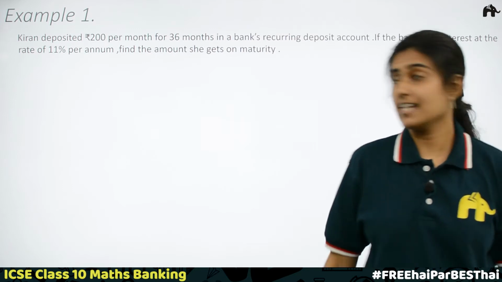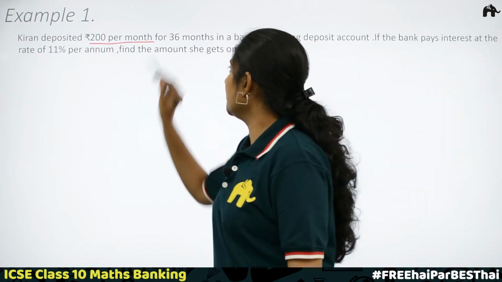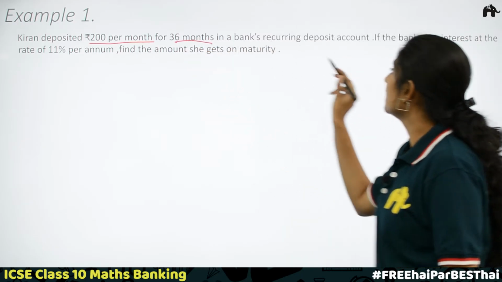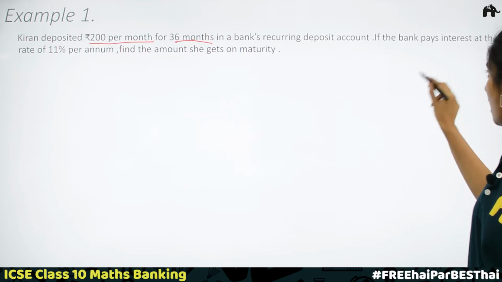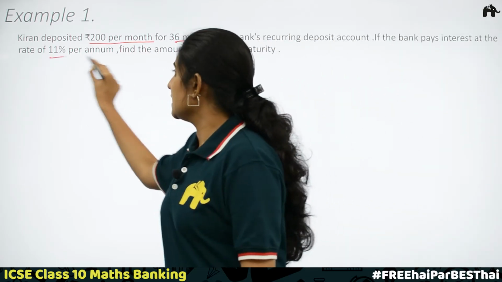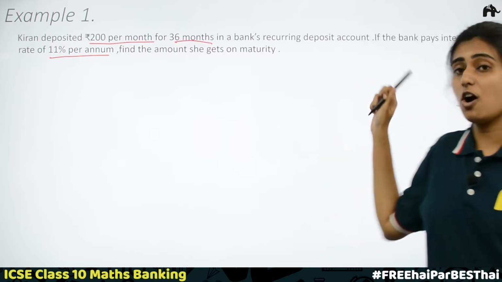Okay. Here is our first example. Kiran deposited rupees 200 per month for 36 months in a bank's recurring deposit account. If the bank pays interest at the rate of 11% per annum, find the amount she gets on maturity.